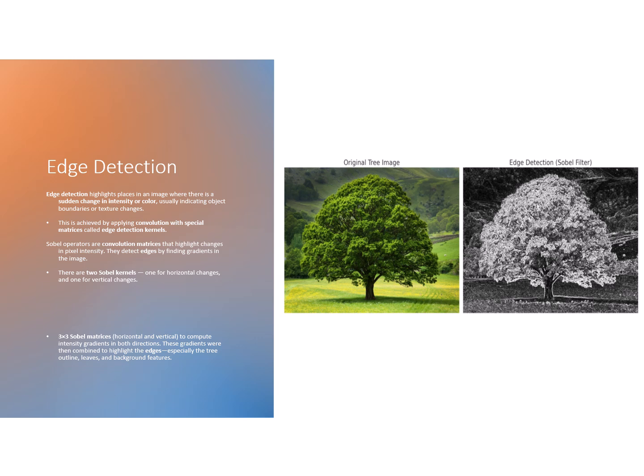Edge detection highlights places in an image where there is a sudden change in intensity or color, usually indicating object boundaries or texture changes. This is achieved by applying convolution with special matrices called edge detection kernels. Sobel operators are convolution matrices that highlight changes in pixel intensity. They detect edges by finding gradients in the image. There are two Sobel kernels, one for horizontal changes and one for vertical changes. A 3x3 Sobel matrix computes the intensity gradient in both directions. These gradients are then combined to highlight the edges, especially the tree outline, leaves, and background features.